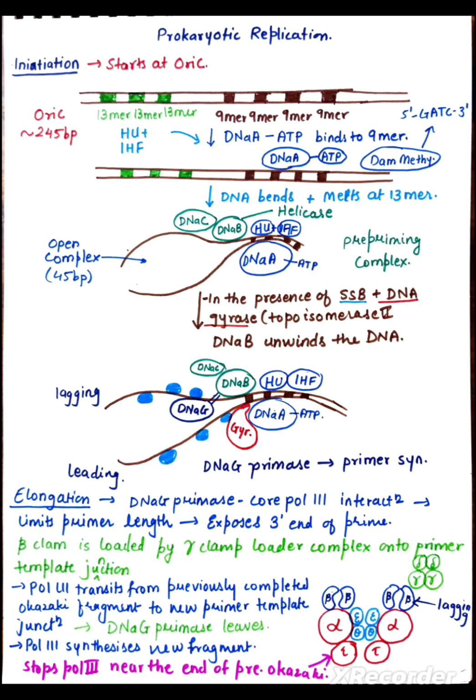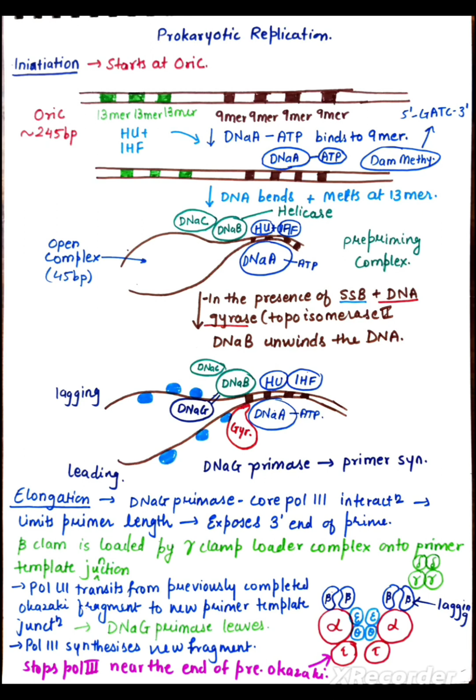It requires this DnaC so that it is loaded onto the DNA, and the helicase does the job of melting the DNA. So DNA is melted near the 13-mer region, because the 13-mer region is AT rich and it's easy to melt that particular region rather than a GC rich region, right?